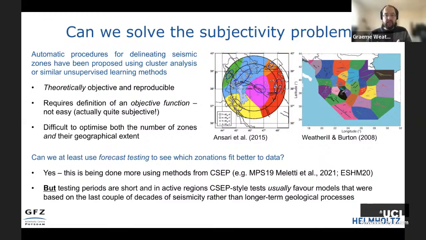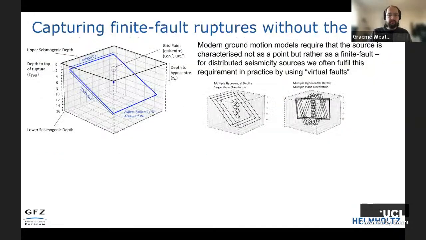And even in active regions, these CSEP style tests, often likelihood-based tests, tend to favor models that capture the last couple of decades of seismicity rather than those that are based on long-term geological processes. There are obviously many different cases, but I would say they tend to lean more towards capturing the most recent seismicity.